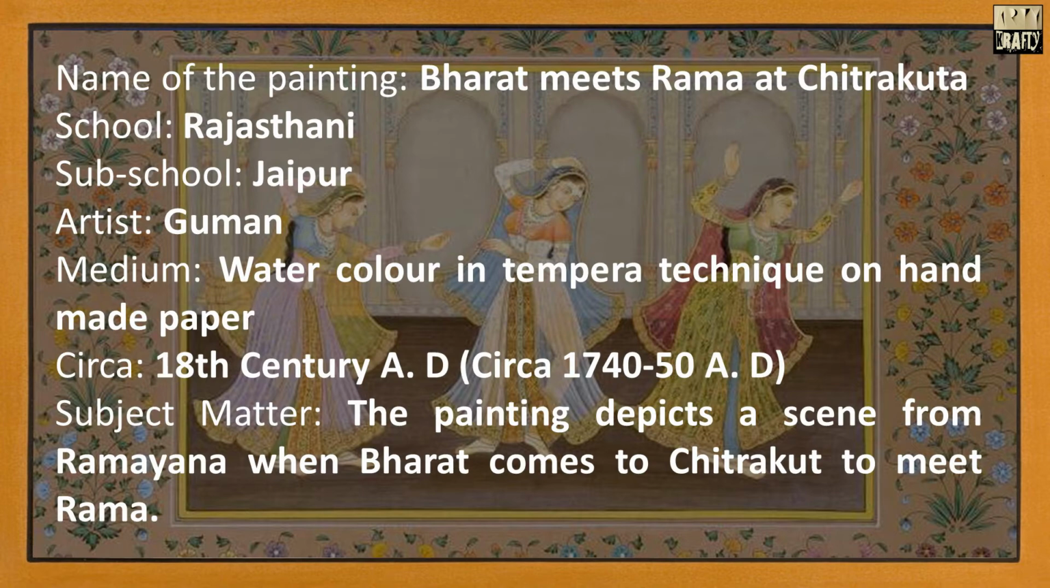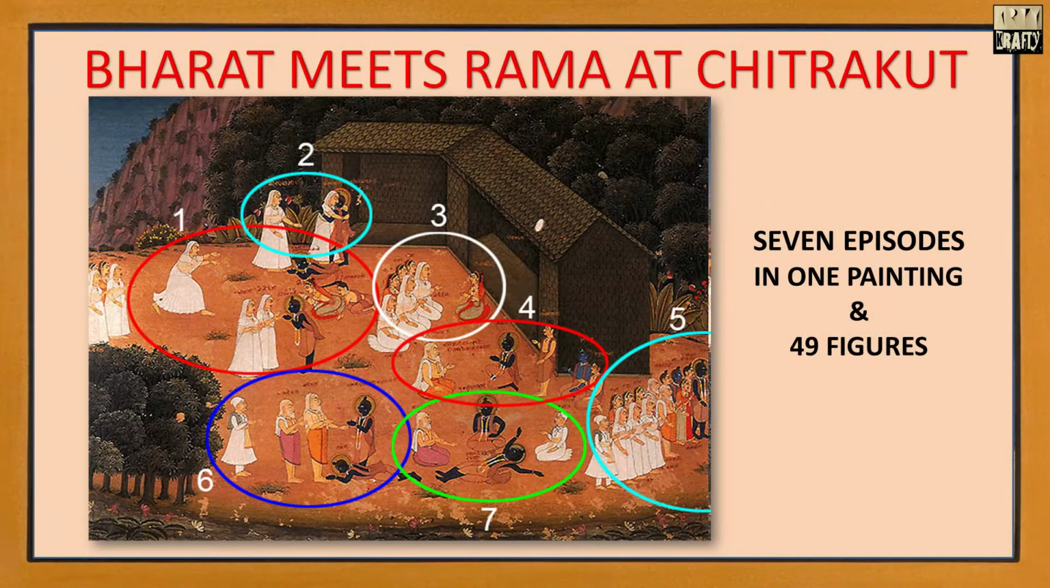Subject matter: the painting depicts a scene from the Ramayana when Bharat comes to Chitrakut to meet Rama. This painting includes 7 episodes and 49 figures. It is clearly shown in the picture.